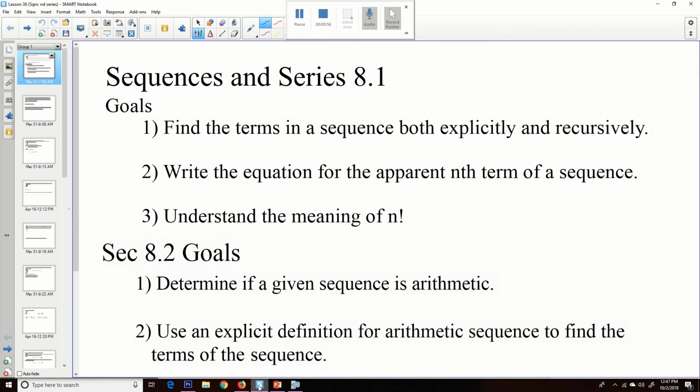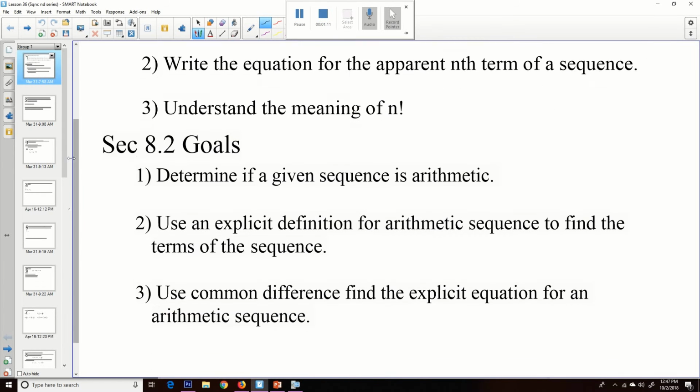And then the section 8.2 goals, we're going to determine if a sequence is specifically arithmetic, and then we're going to use the explicit definition of an arithmetic sequence to find the terms in the sequence, and also use the common difference to find the explicit equation for an arithmetic sequence and its sum.